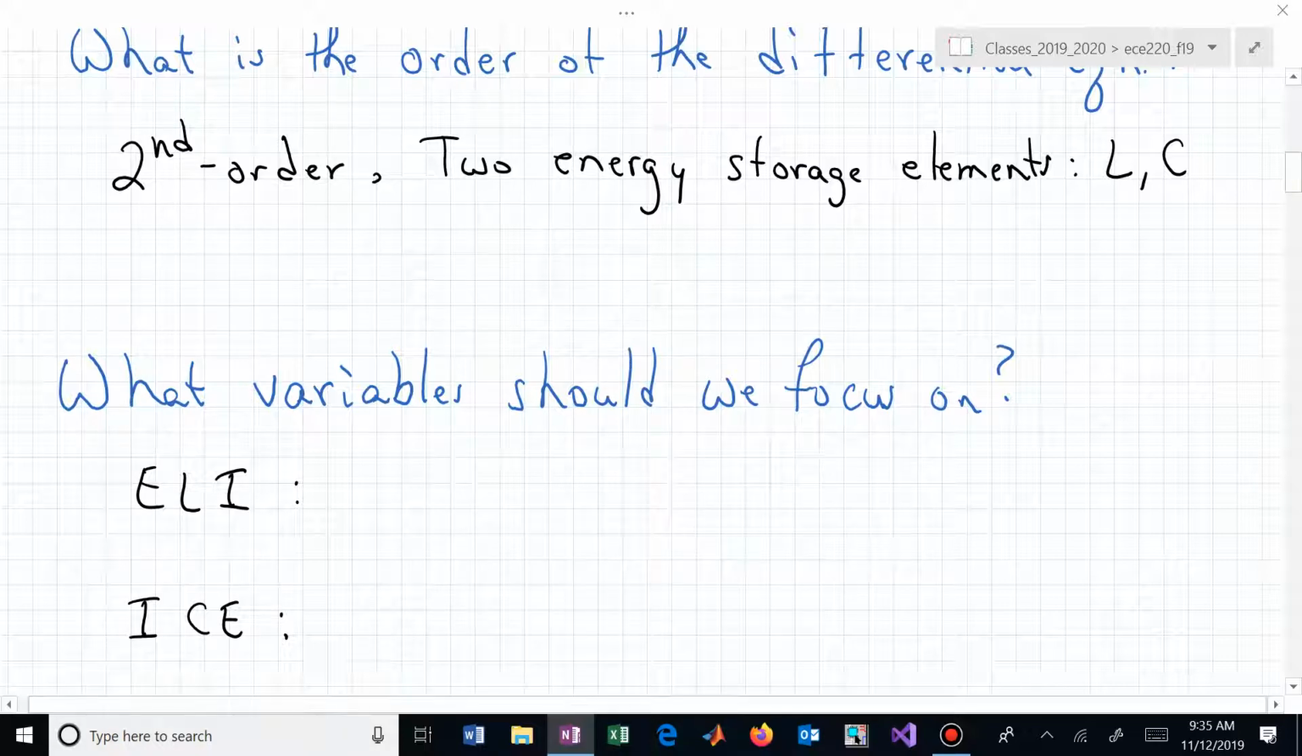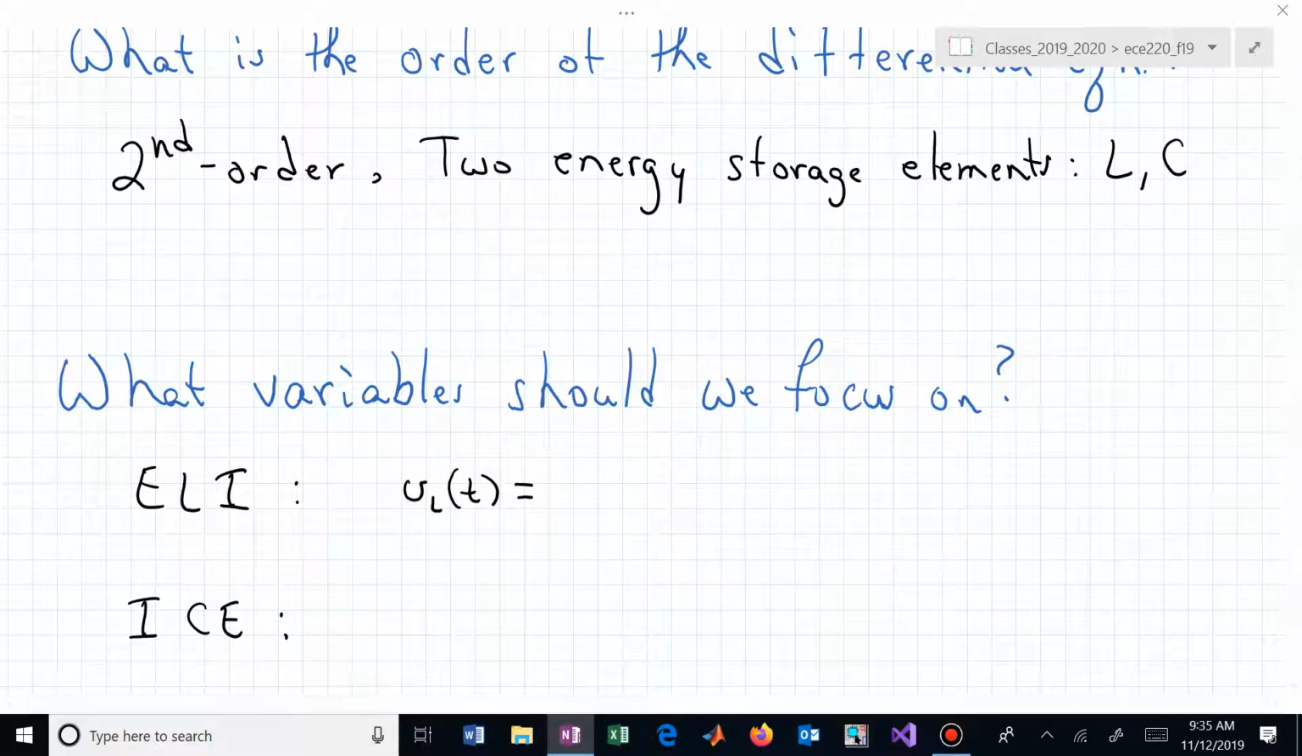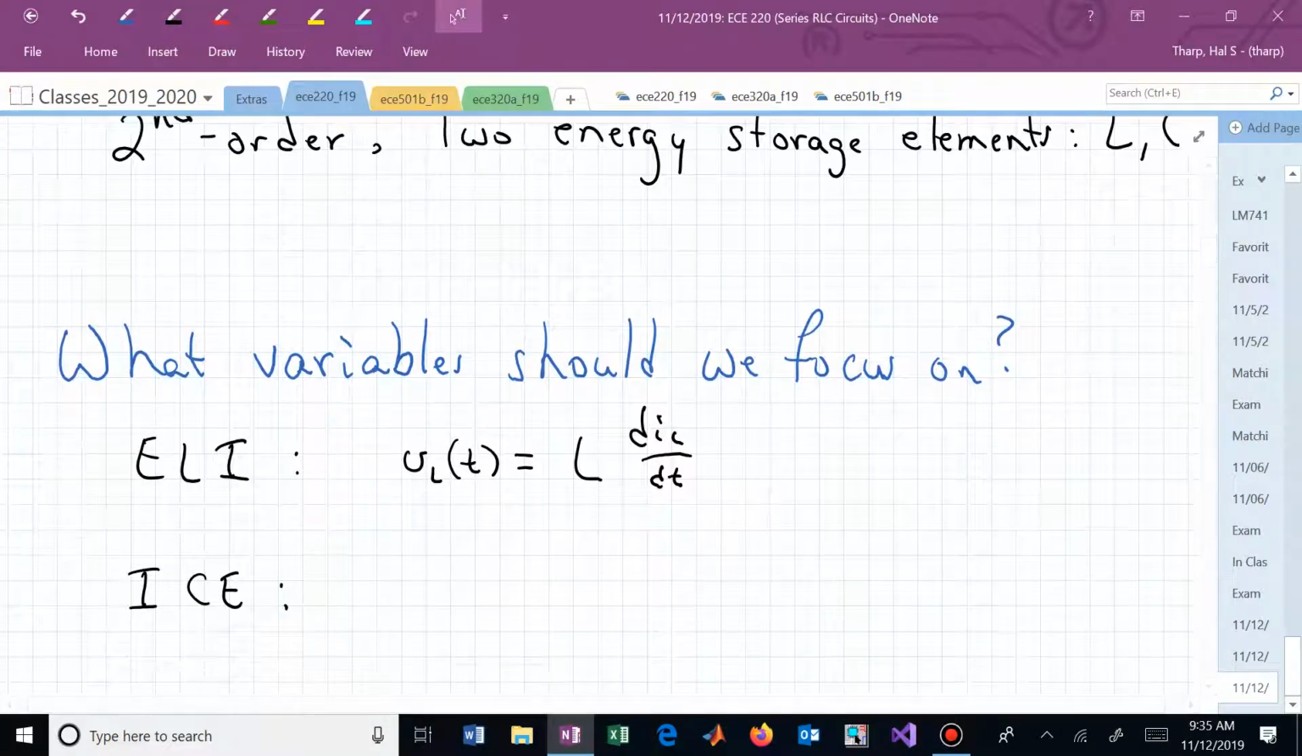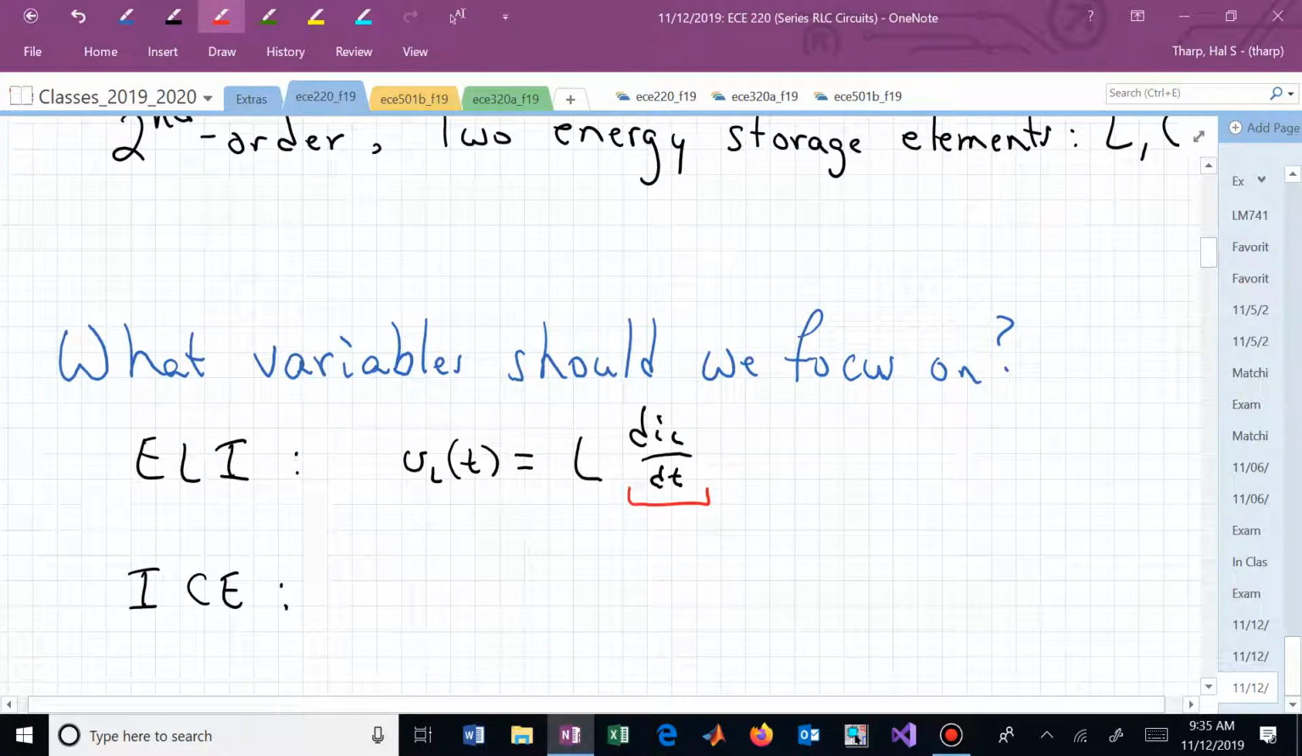Here we know from ELI that the inductor's voltage is proportional to the time rate of change of current through that inductor, or v_L = L di_L/dt. And that now says that this derivative clues us into what we're interested in. Now we need to focus on the inductor current, because that's going to be continuous.